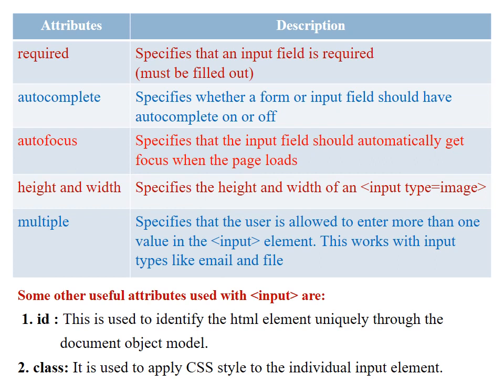Again, there are some other useful attributes used with the input tag. First, id. This is used to identify the HTML element uniquely through the document object model. And the second attribute, class. It is used to apply a cascading style sheet to the individual input element.